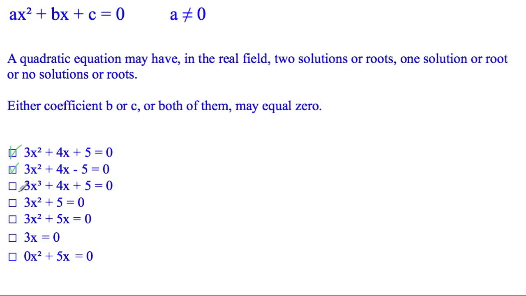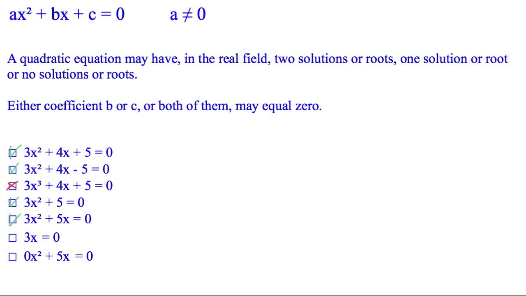3x cubed plus 4x plus 5 equals 0 is not a quadratic equation, because 3 multiplies x cubed. 3x squared plus 5 equals 0 is a quadratic equation. In this case, a is 3, b is 0, and c is 5. 3x squared plus 5x equals 0 is a quadratic equation. A is 3, b is 5, and c is 0.